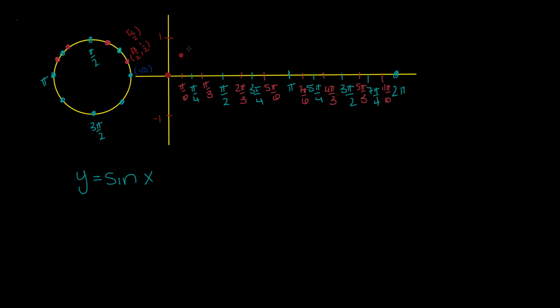That's about 0.707, so it's about here. And this is about 0.8. And this right here is 1. As we continue, this is (0, 1), and this is root 3 over 2. And then we're going to make our way back.